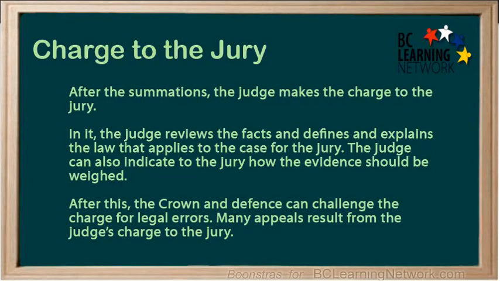After summations, the judge makes the charge to the jury. In it, the judge reviews the facts and defines and explains the law that applies to the case for the jury. A judge can also indicate to the jury how the evidence should be weighed. After this, the Crown and defense can challenge the charge for legal errors. Many appeals result from the judge's charge to the jury.